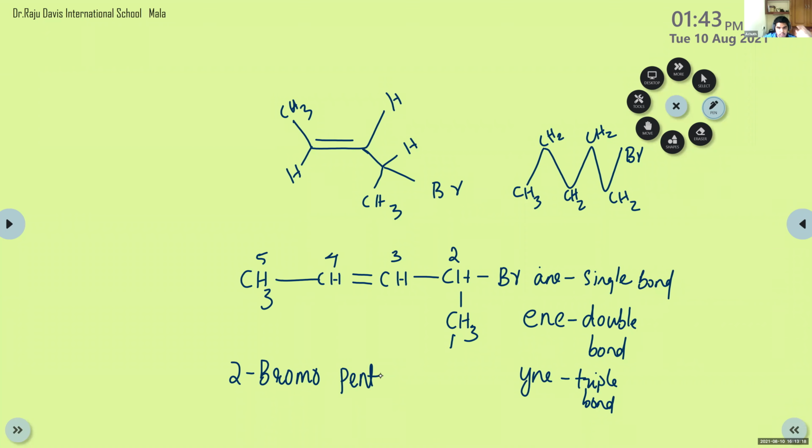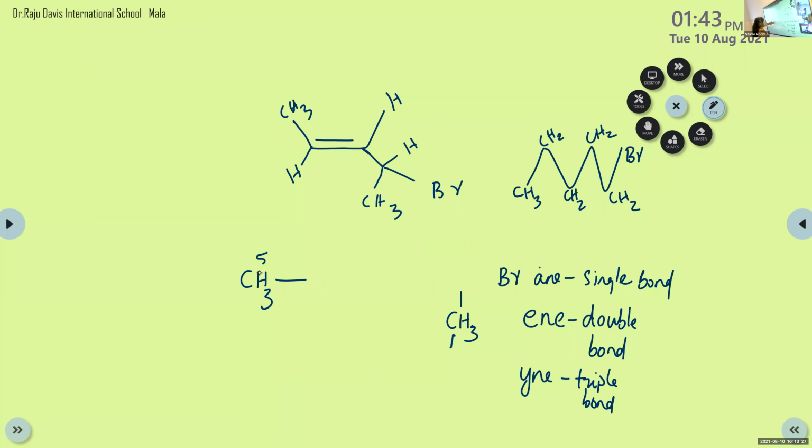3. Yeah. One more thing. Sorry, children. In the case of this double bond, you have to give priority to double bond. Sorry, the numbering is not like this. Just wait, just wait.